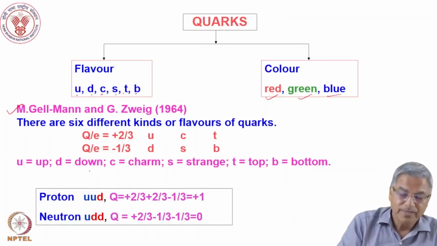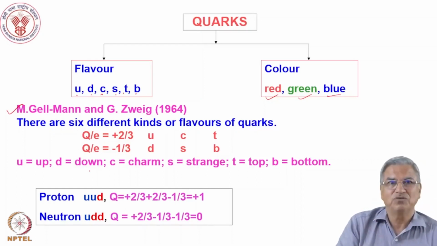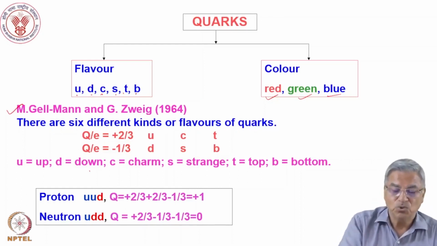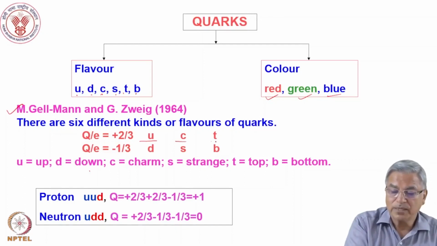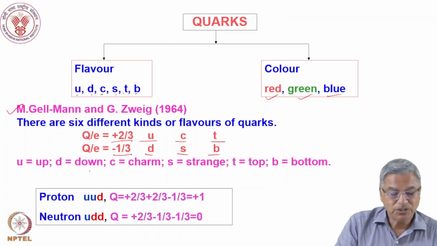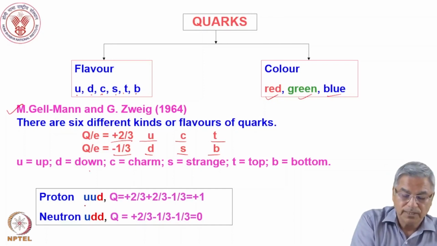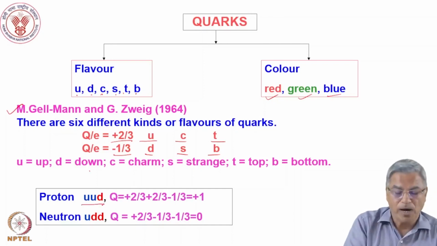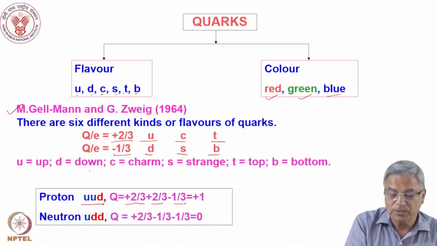So for the first time there were particles having fractional charges. We had never heard about fractional charge. So up quark, charmed quark, and top quark were proposed to have +2/3 charge, and the down quark, strange, and bottom quark to have -1/3 charge. And it was experimentally proved later on that a proton is made of UUD, 2 up quarks and 1 down quark. So you can see up quark is plus 2 by 3, plus 2 by 3, minus 1 by 3 for the d quark. So the charge of proton is plus 1.